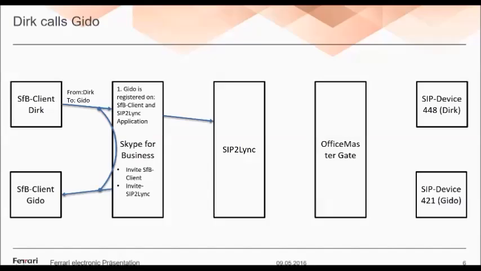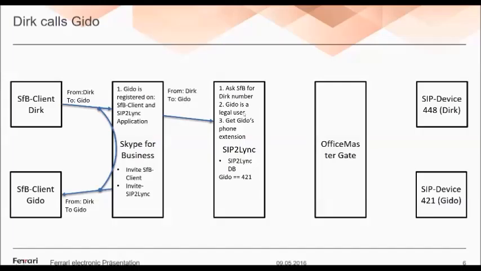So maybe Guido is also registered on another Skype for Business client. Then the Skype for Business client will be ringing. In addition, SIP2LYNC will be informed: hey, I have a call here for one of the users you're registered for. So it's still from Dirk to Guido.